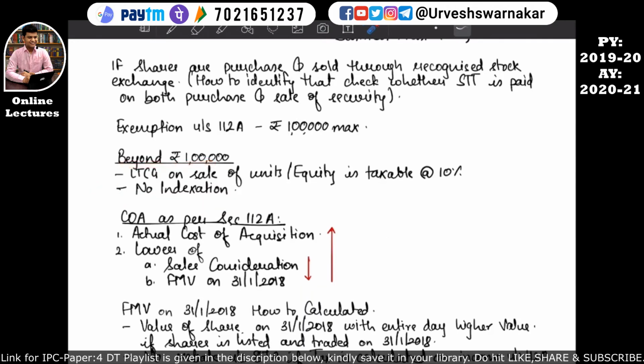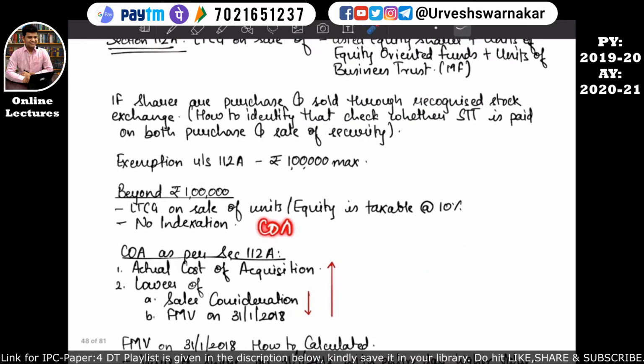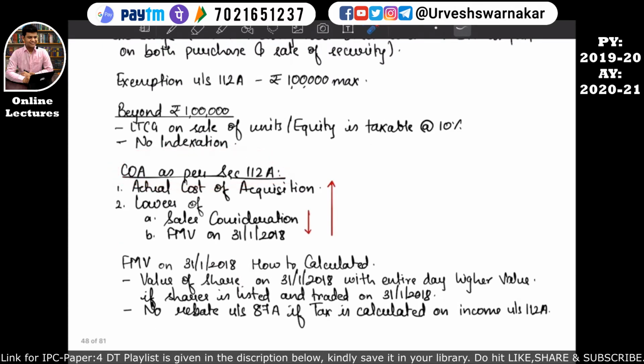Beyond rupees 1 lakh, long-term capital gain on the sale of units of equity-oriented funds or listed equity shares will be taxable at the rate of 10%, and cost of acquisition will not be allowed with indexation. So that is what is given over here, no indexation. But how to calculate the cost of acquisition if 112A is getting triggered?